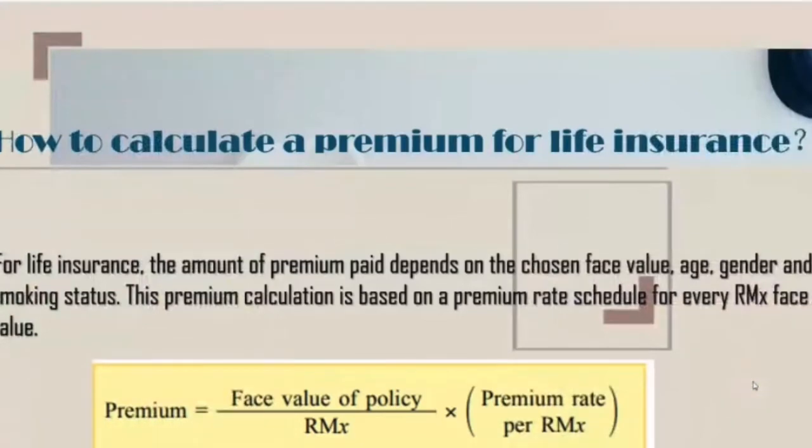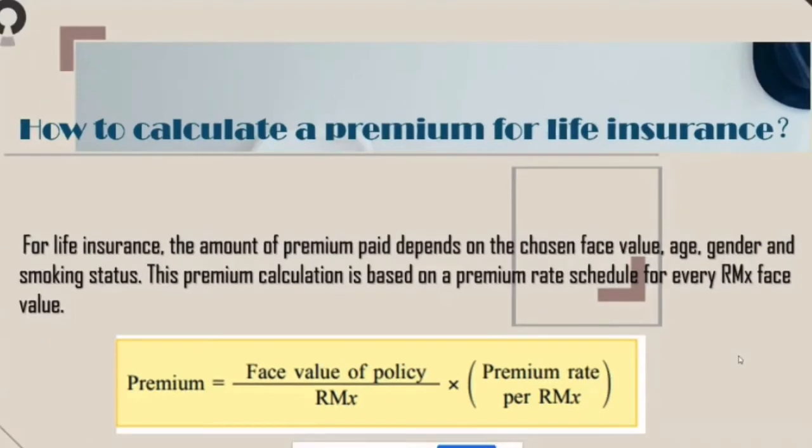So, how to calculate premiums for life insurance? For life insurance, the amount of premiums paid depends on the chosen face value, age, gender, and smoking status. This premium calculation is based on the premium rate schedule for every ringgit face value. Premium is equal to the face value of the policy over ringgit times the premium rate per ringgit.